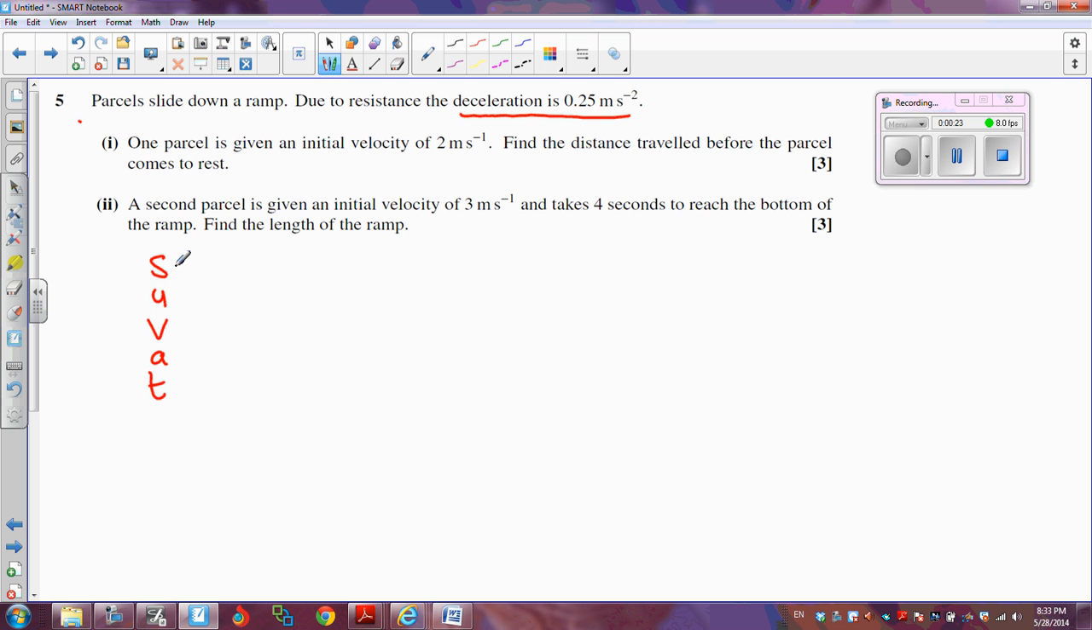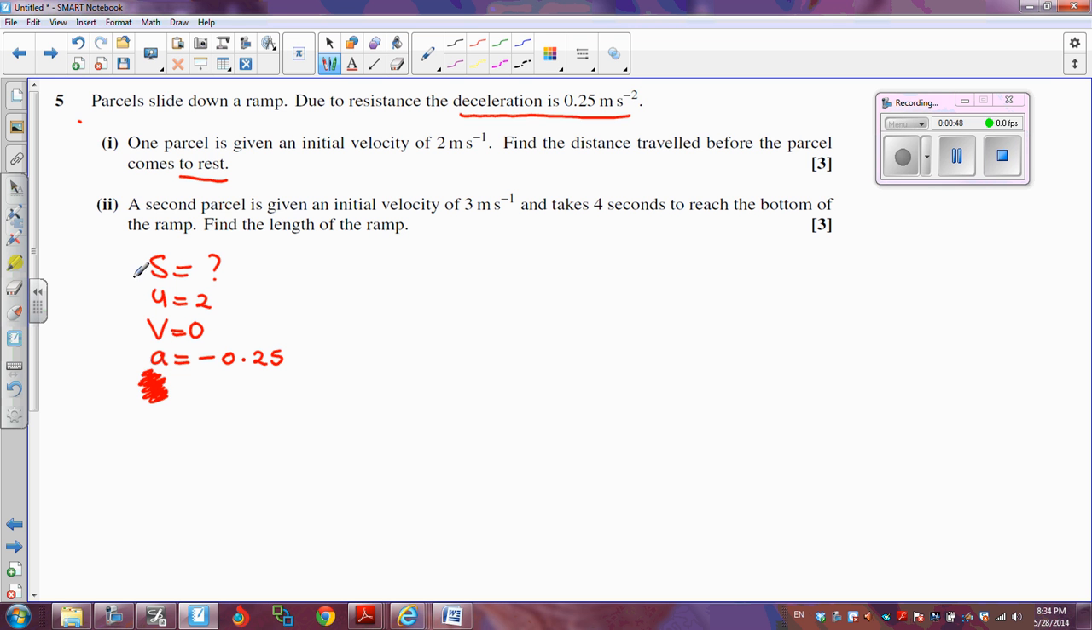Now, the distance travelled is what we're trying to find. The initial velocity, well, that's u, is 2. You are told to find the distance travelled before the parcel comes to rest, which means when its final velocity is 0, and you're told that the deceleration is 0.25. Now be careful here, if you're told that it's a deceleration, then it's minus 0.25. We're not interested in t, so I'm not going to worry about it.